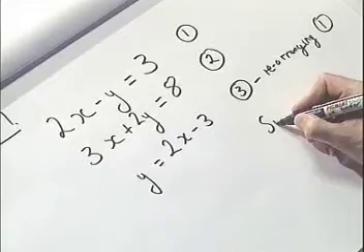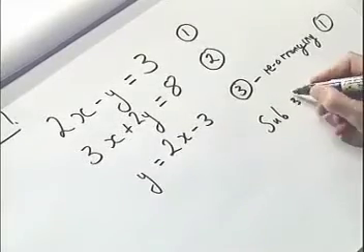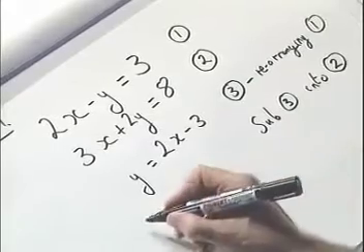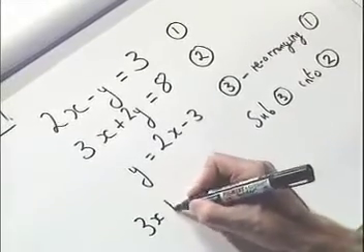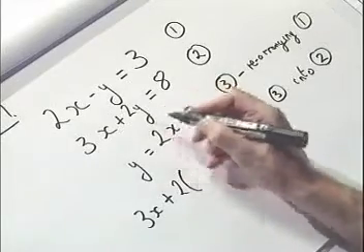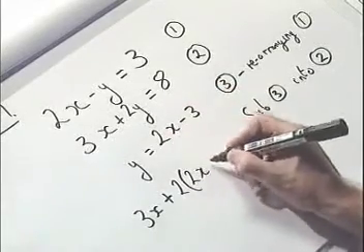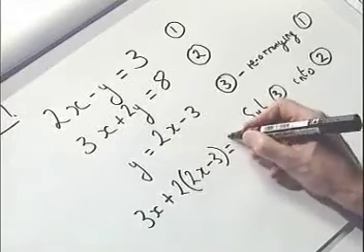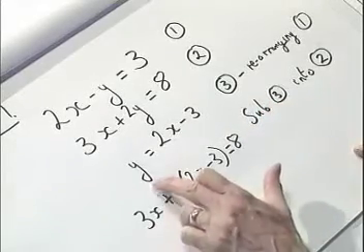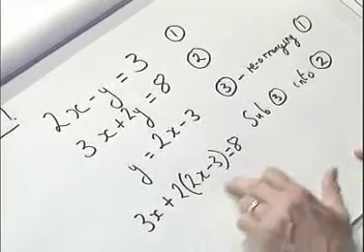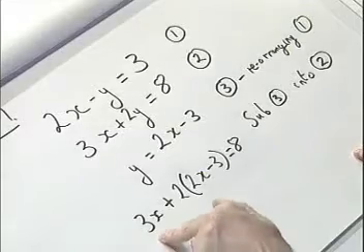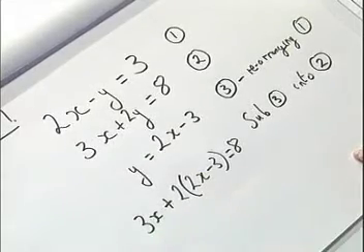So let's substitute 3 into 2. And so we have 3x plus 2 times y. But y is 2x minus 3, and that's equal to 8. And you can see that what we've done is we've reduced this to this equation, giving us a single equation in one unknown, which is a simple linear equation, and we can solve it.